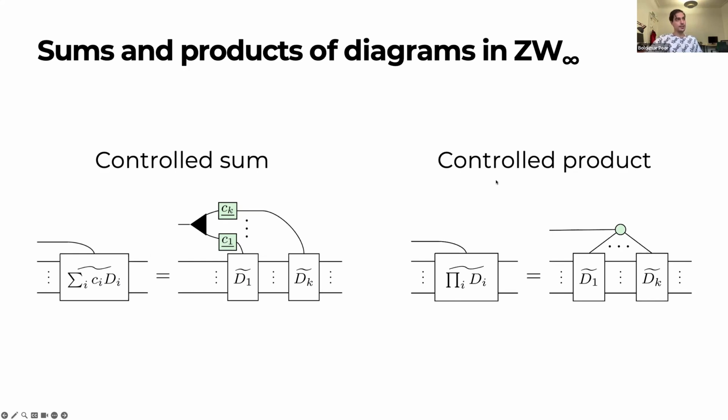And we can also express the product, the controlled product. So if you input 0 here, you get 0 everywhere, resulting in just the identity. If you input 1, then everything is going to be 1. So you get the product.